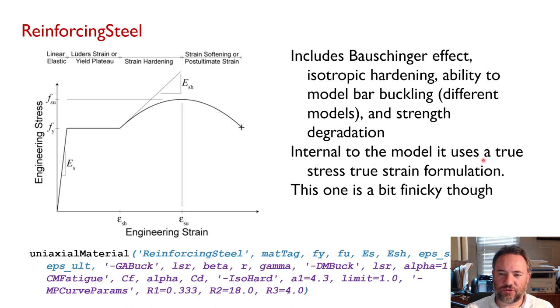It uses a true stress, true strain formulation internally instead of engineering stress, engineering strain, but it is a bit finicky and it could be a bit hard to get it working. So if you try to use this one, that's great. But if you're having problems getting the model to run, a good thing is to switch temporarily to a simpler steel model, like even just switching to Steel01 to see if that fixes your problem, because sometimes this one can have stability issues if you haven't defined everything correctly.